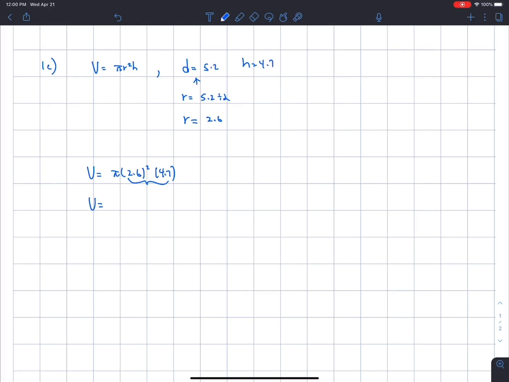I get 31.772, and we still have the pi. This is in centimeter cube. And then I can, again, using my calculator, change it into decimals. I get 99.81 centimeter cube.